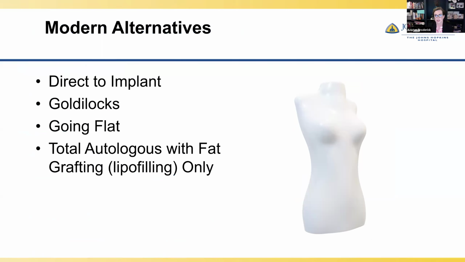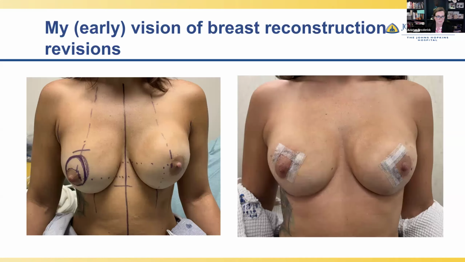Some more modern alternatives that we've gotten better at are direct to implant, where it all happens at a single stage. Something called a Goldilocks procedure, where we utilize any redundant skin that's left at the time of the mastectomy, and we form a breast mound out of it that doesn't really require any additional treatment. Some patients are going flat, and we're very, very pleased to provide that as an alternative, and I'm very happy that that body positive movement has gone so strong. And then we're getting better at our methods for using all lipofilling to reconstruct the breast. That usually takes several rounds. You can't usually do it with one time.